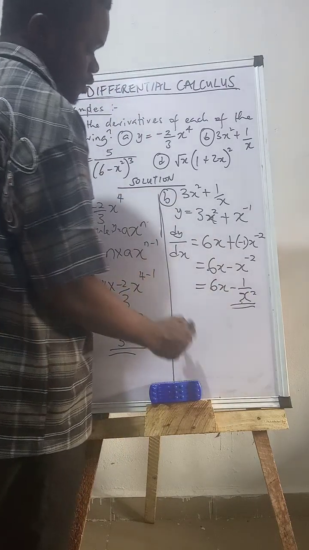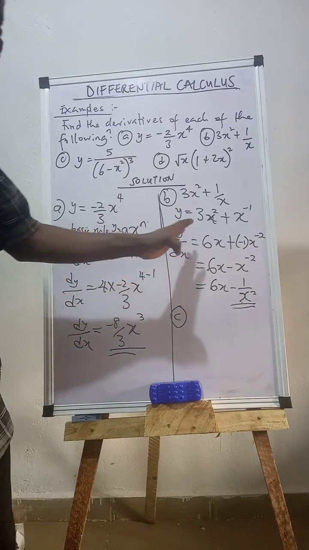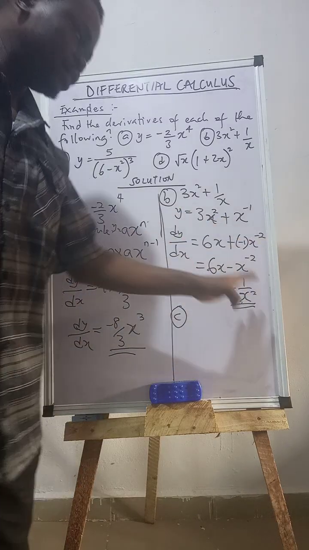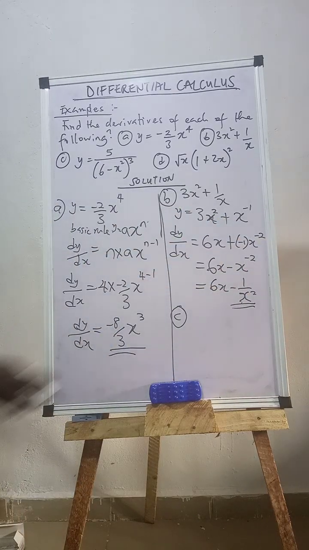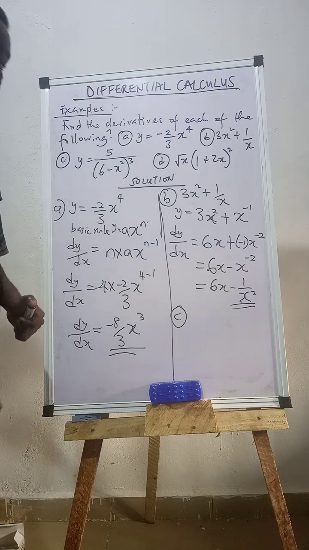So that's just how it is. That's how it is. So the sum rule: you differentiate them individually, which is what I've just done. So this is the differential of this value. Okay? It's true any day, anytime. It remains true any day, anytime.